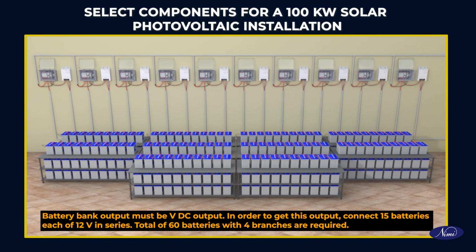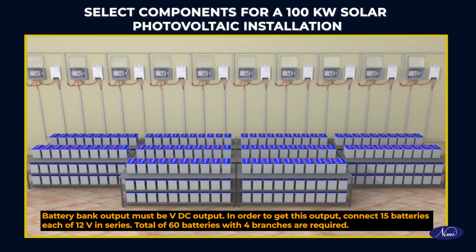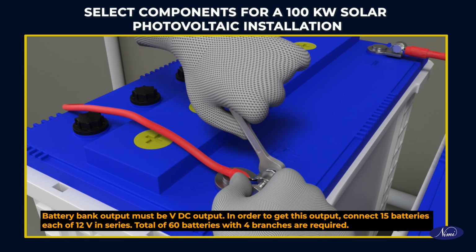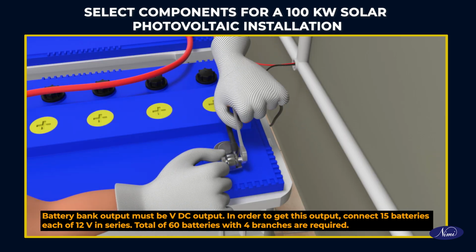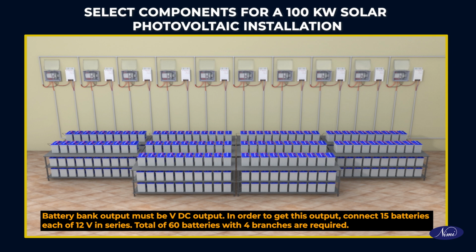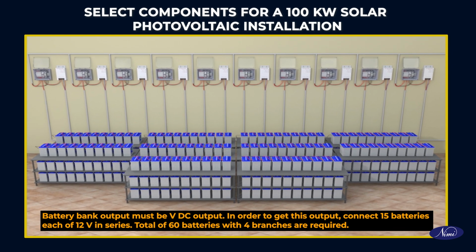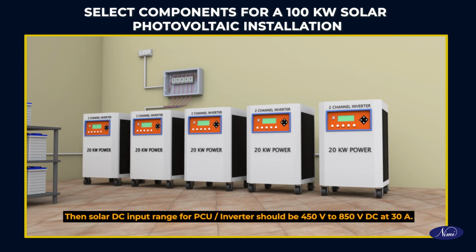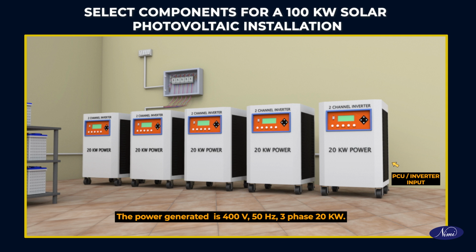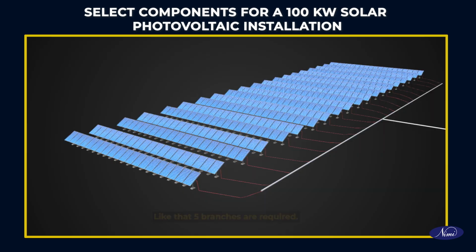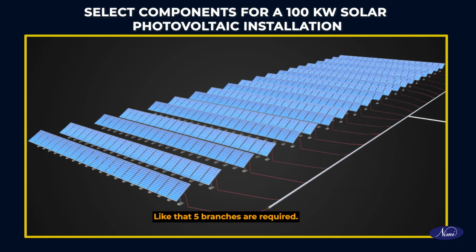Battery bank output must be the required VDC output. In order to get this output, connect 15 batteries each of 12 volts in series. A total of 60 batteries with 4 branches are required. Then, the solar DC input range for the PCU or inverter should be 450 volts to 850 volts DC at 30 amperes. The power generated is 400 volts, 50 Hz, 3-phase, 20 kilowatt. Like that, 5 branches are required.